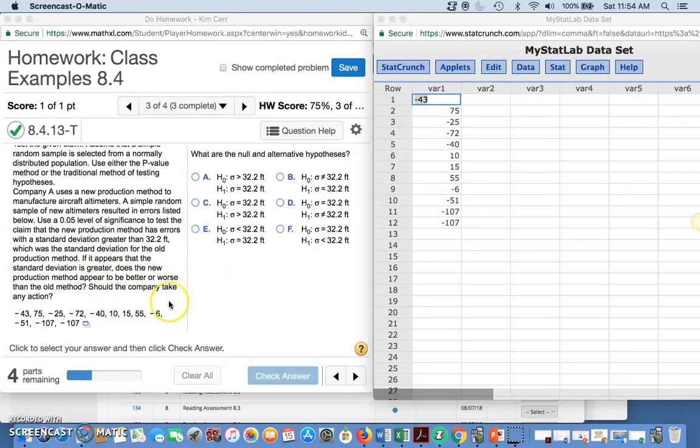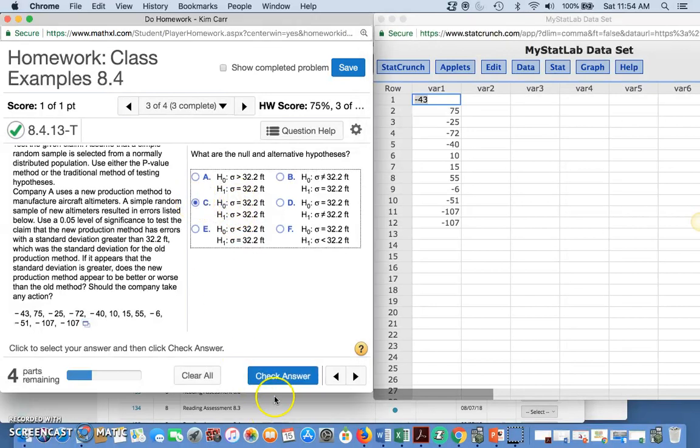Okay, first of all, choose your hypothesis. You're trying to test that it's greater than. So you're looking for equal to and greater than. So C is our best option here.